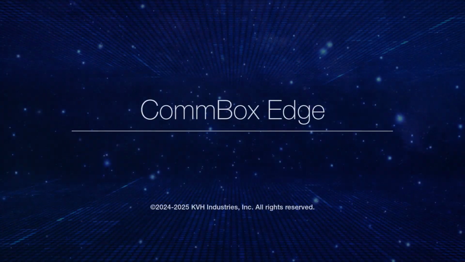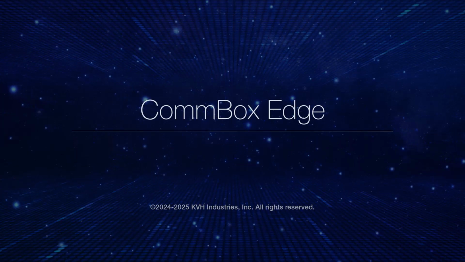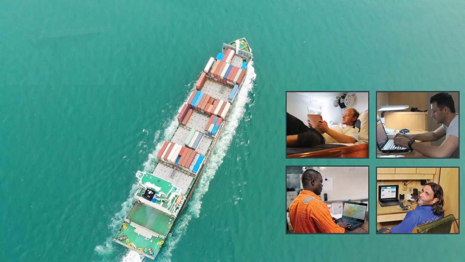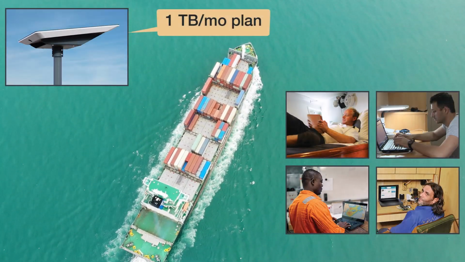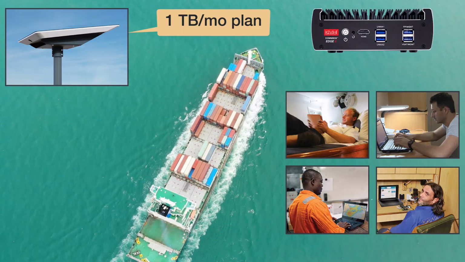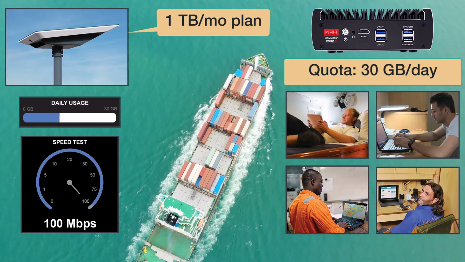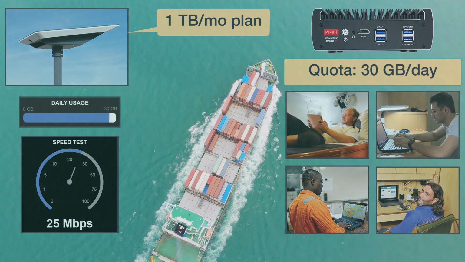This video shows you how to control data usage and prevent overages by setting gradual limits on data rates. In our example, the vessel's crew uses a Starlink subscribed to a 1 terabyte monthly plan. Therefore, we will configure the CommBox Edge to allow the crew to use 30 gigabytes per day. We will also throttle the speed of the Starlink connection as the crew uses more of the day's quota.